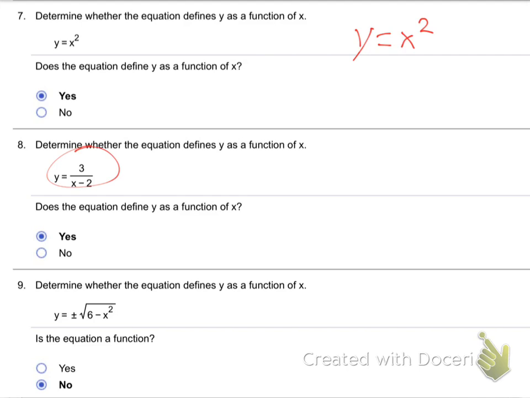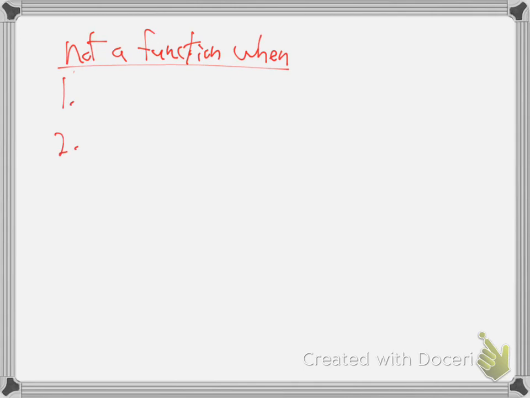So what's the game plan? Let me give it to you. Let's say it's not a function. There are two ways it could not be a function. One of them is if you have y to an even power, like y squared or y to the fourth, etc. Any even power is going to break the function rule. Or number two, if you have plus or minus anywhere.